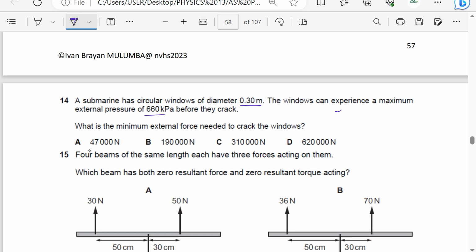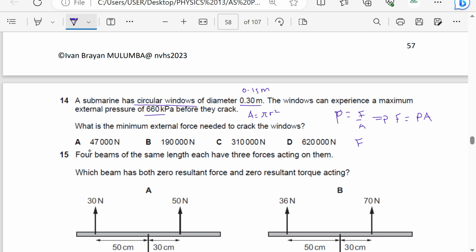So we know that pressure is equal to force over area, which implies that the force is equal to pressure times the area. So the minimum force here, they gave us the diameter. They have circular windows, so they give us the diameter, and area is equal to pi r squared. I will just divide the diameter by 2, so I get 0.15 meters.